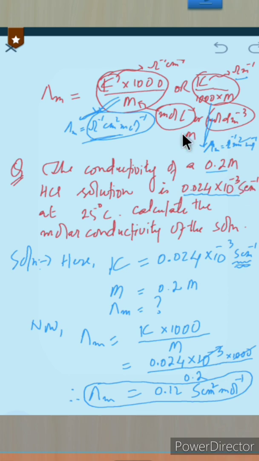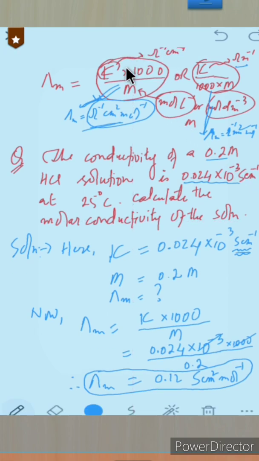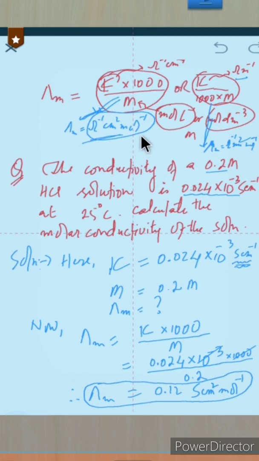So we need to use this relation to calculate molar conductivity, right? Temperature is also given, but temperature is not required. Calculate the molar conductivity of the solution. Kappa is given in CGS unit, so we must use this formula. The molarity of the solution is 0.2. We need to calculate lambda m.